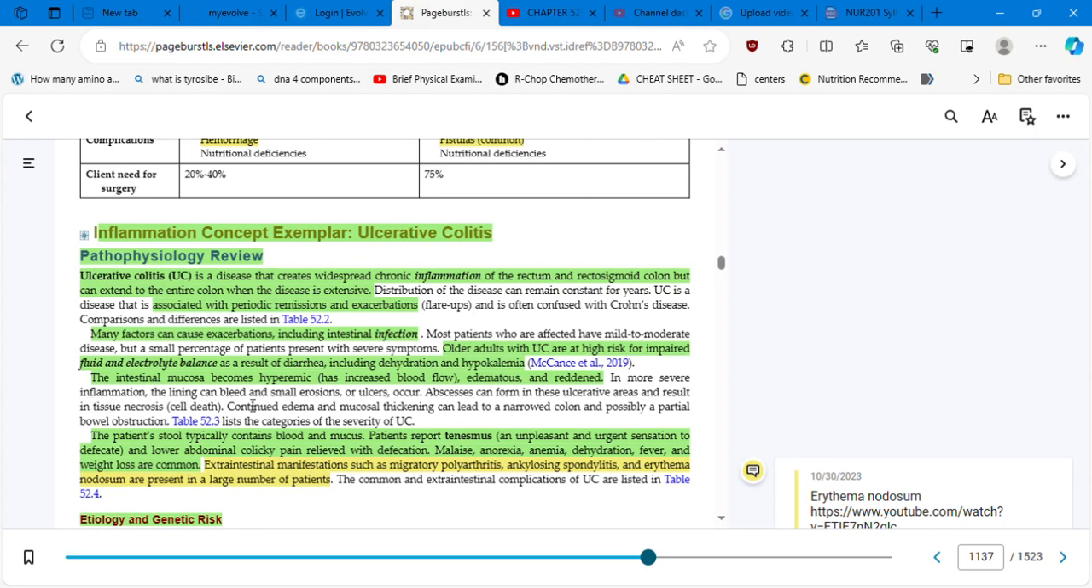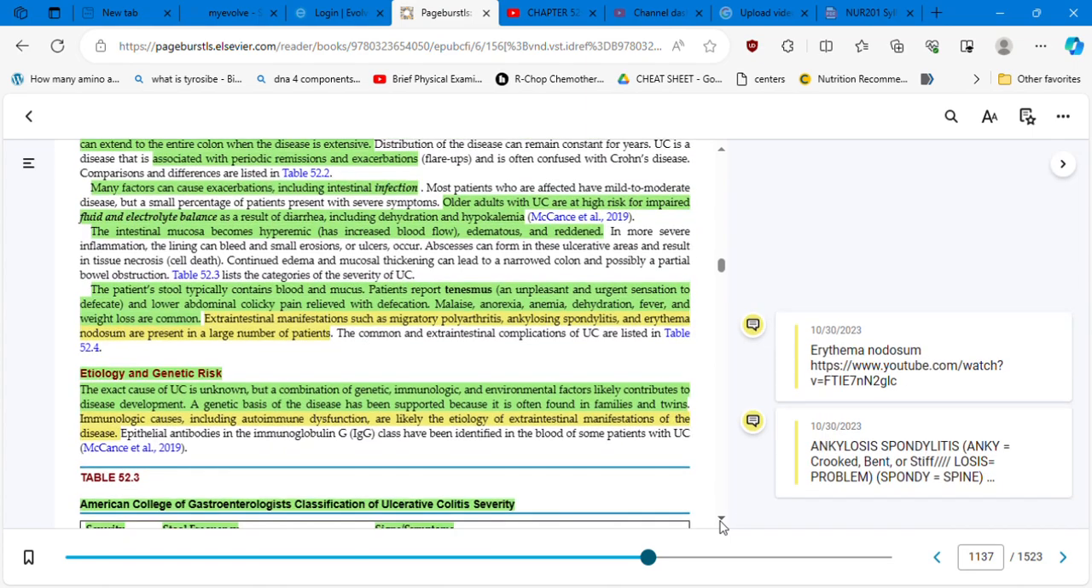The intestinal mucosa becomes hyperemic, with increased blood flow, edematous, and red. So the patient's stool typically contains blood and mucus. Patients report tenesmus, an unpleasant and urgent sensation to defecate, and lower abdominal colicky pain relieved by defecation.